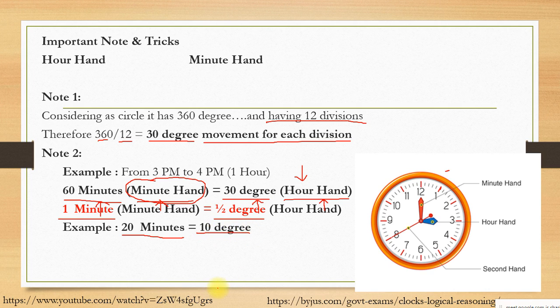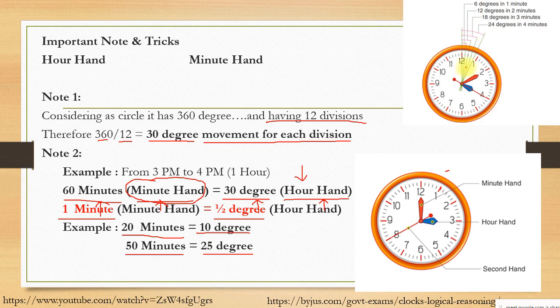That is very, very important. Let me give you one more example. See here, if the minute hand moves for 50 minutes, yes, can you hear me? If your minute hand rotates for 50 minutes, the hour hand turns 25 degrees. The hour hand moves 25 degrees. So this is very, very important.